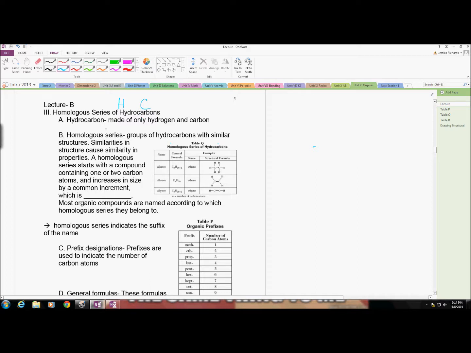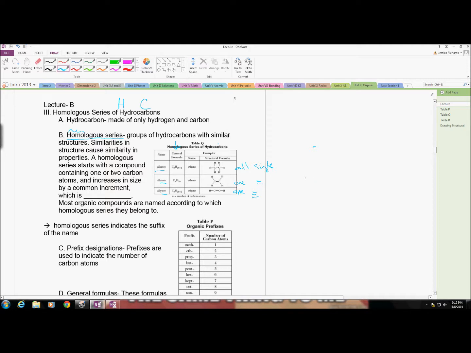There are many different homologous series of hydrocarbons. Homologous meaning that they have something in common or the same. So these guys have similar structures. They're all going to use the same general formula. The only three series of hydrocarbons we're responsible for are alkanes, all single bonds between carbon, alkenes, which have one double bond, and alkynes, which have one triple bond between two of the carbons.